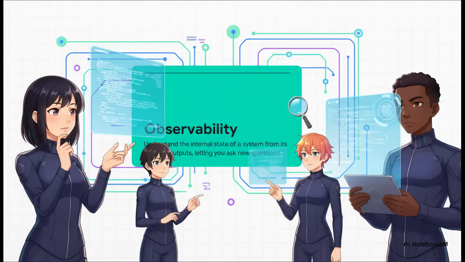Now, you can find the textbook definition right here: understanding internal states from external outputs. But what does that really mean for those of us on the ground? Well, it means having the power to ask brand new questions about your system, questions you didn't even think of when you built it, and getting clear answers back. It's all about shifting from "I think I know what's wrong" to "I can see exactly what's wrong."